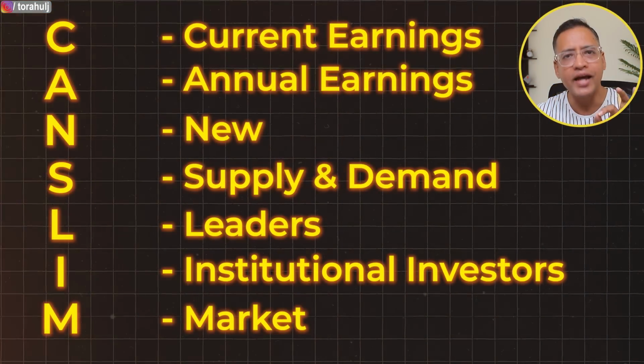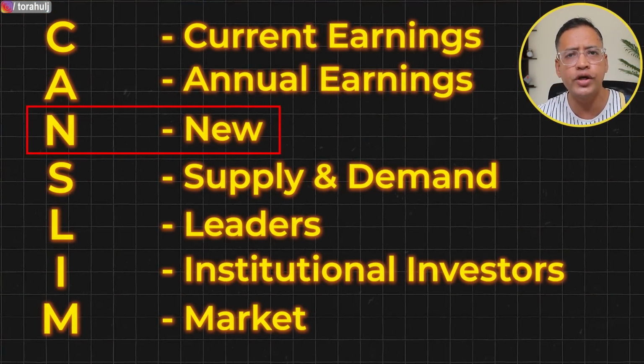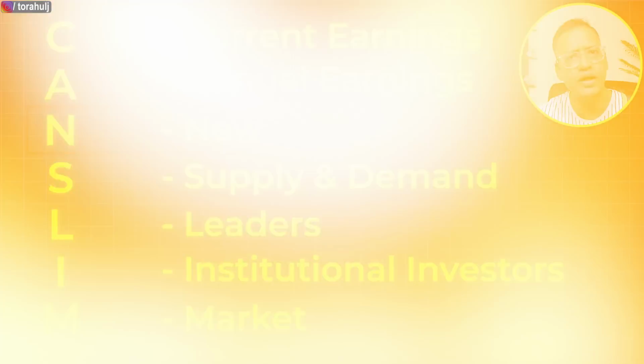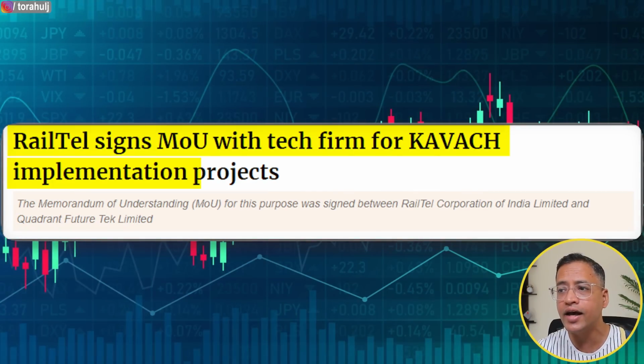Now comes the parameter N, which is the new things that the company is doing, and this is where we need to do qualitative assessment. Let me do it for RailTel Corporation of India. And what you see here is that RailTel has recently signed a MOU with a tech firm for Kavach.